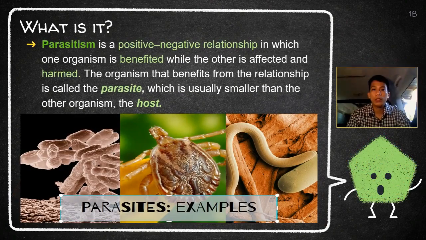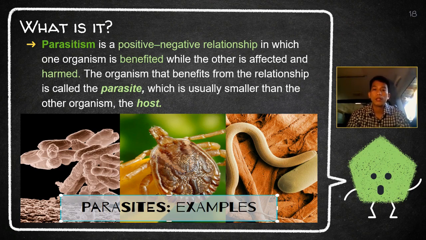So what do we mean by parasitism? Parasitism is a positive and a negative relationship in which one organism is benefited while the other is affected and harmed. The organism that benefits from the relationship is called the parasite, which is usually smaller than the other organism or the host. So we have here parasite examples.